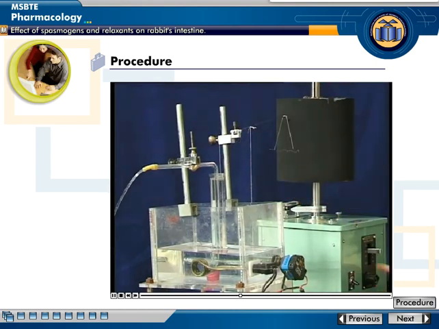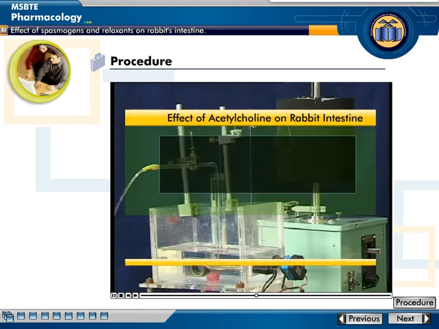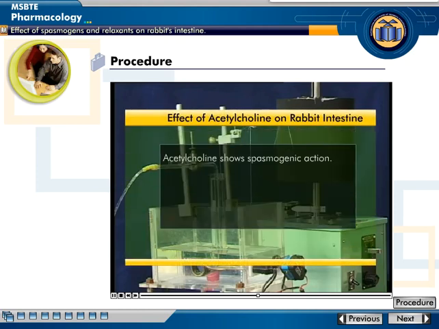Record the contractions for 30 seconds. You will observe upward movement of tip of the frontal writing lever. This indicates increase in tone and contractility of the preparation. Therefore, we can say acetylcholine shows spasmogenic action.